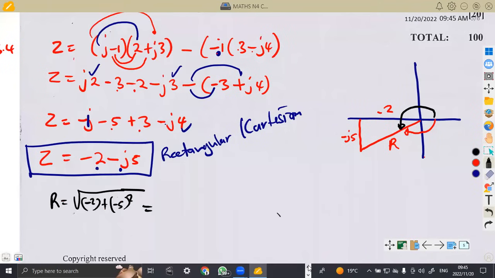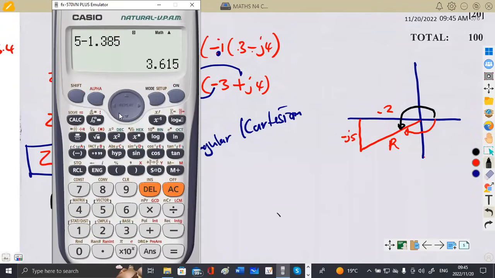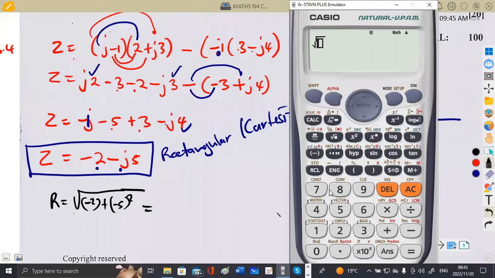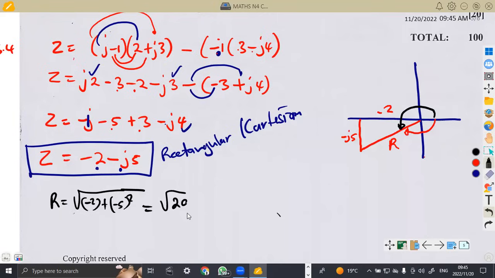So the negatives are just the same, because if you square a negative, it becomes a positive. So that one is just the same as the square root of 2 squared plus 5 squared. That's it, which is the square root of 29. So we're going to have square root of 29.